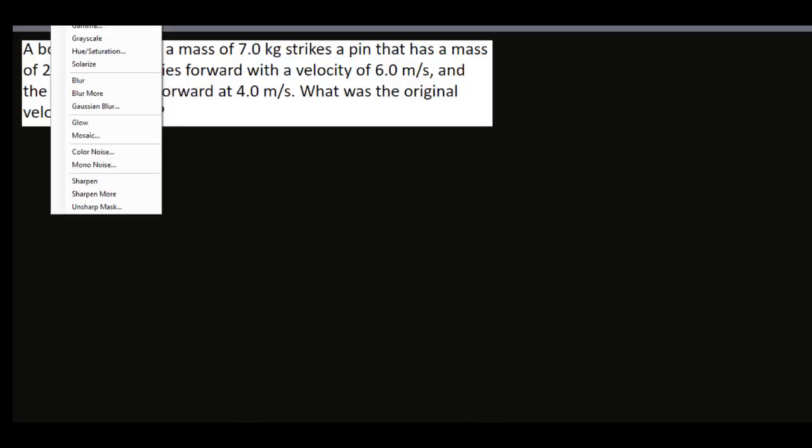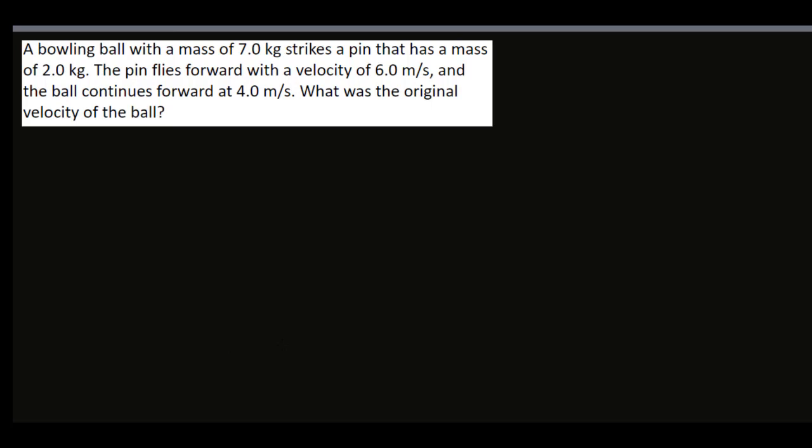About the second problem, as you can see, a bowling ball with a mass of 7 kilograms strikes a pin that has a mass of 2 kilograms. So this is also an interaction between two objects. This is the ball, 7 kilograms, and this ball strikes the pin. We can draw the pin this way. The pin is 2 kilograms. Then the pin flies forward with a velocity of 6 meters per second.